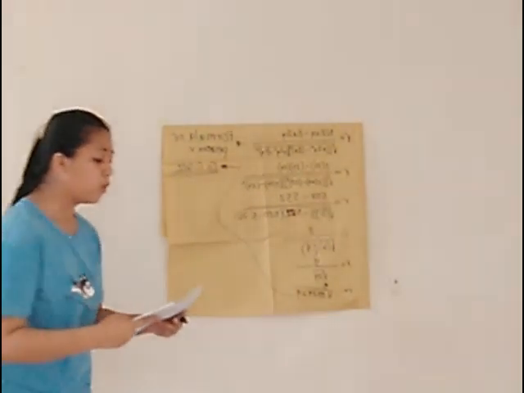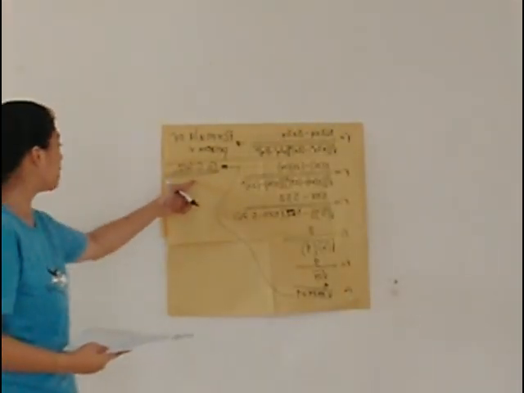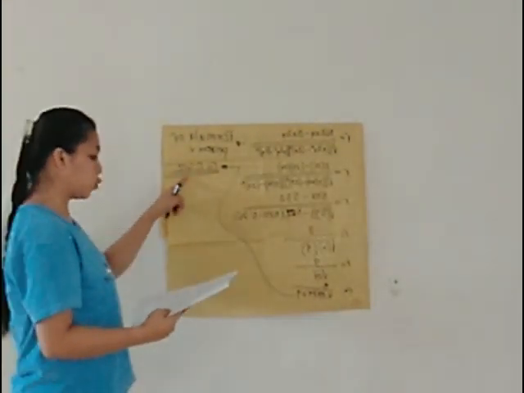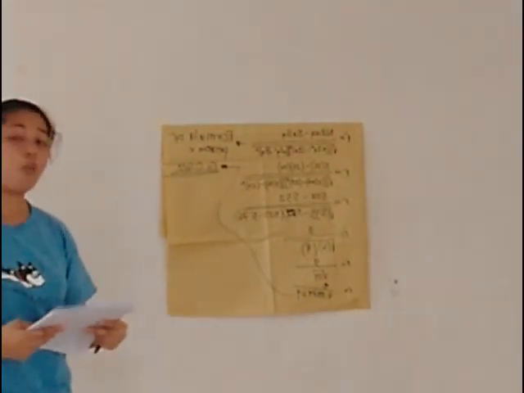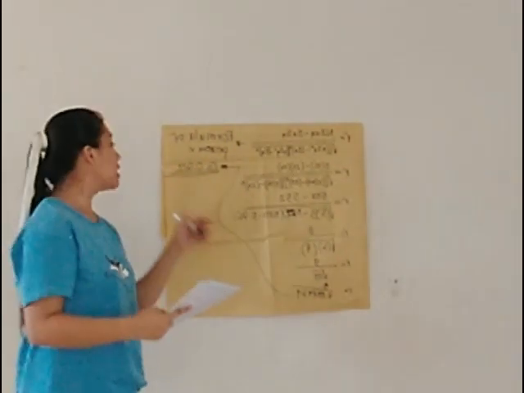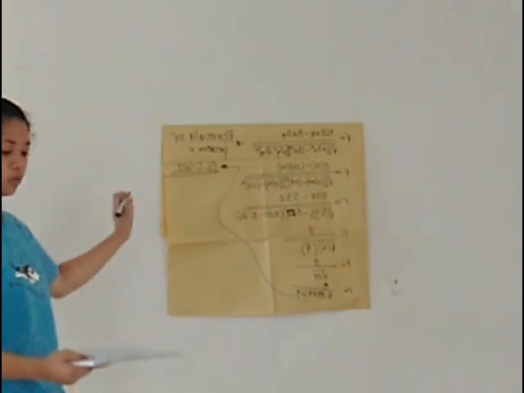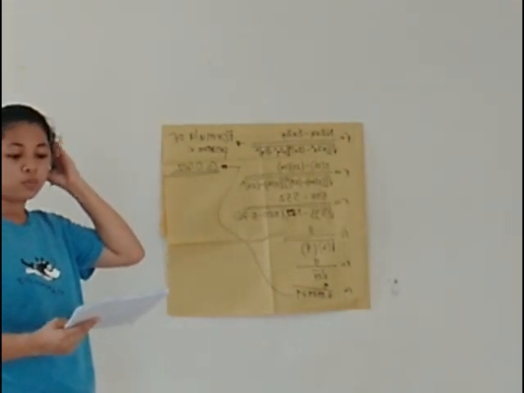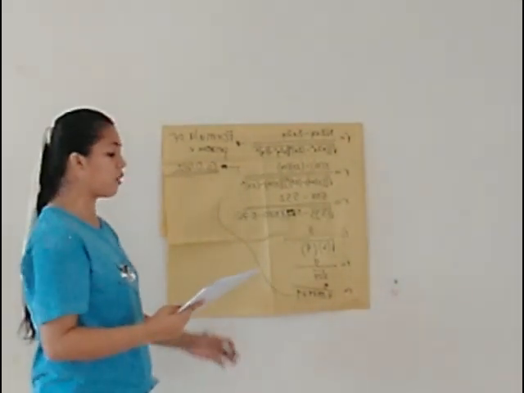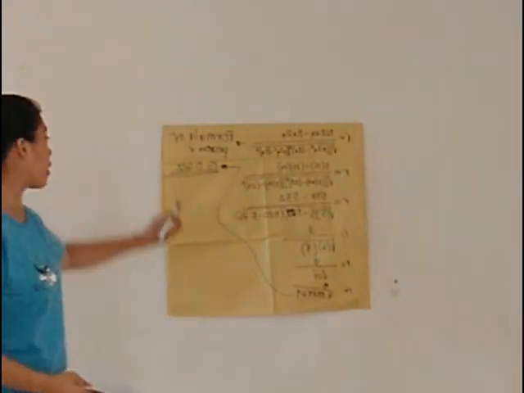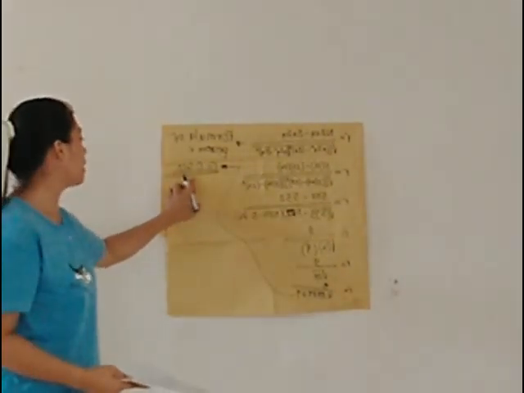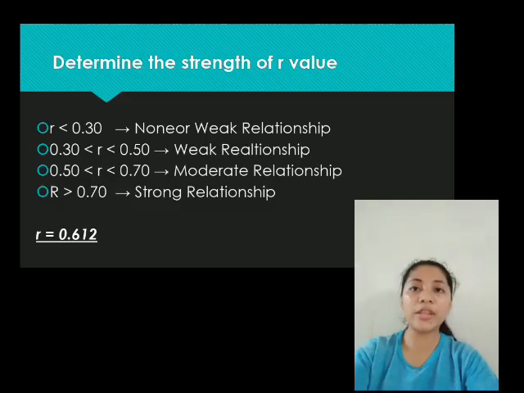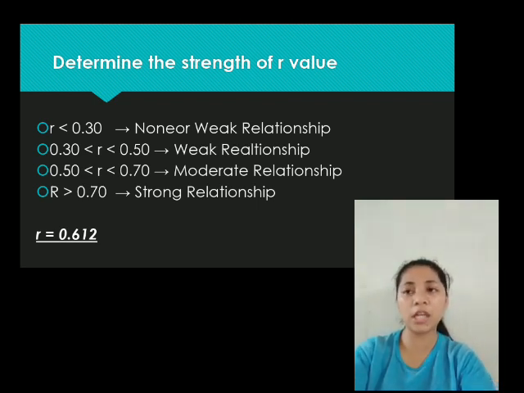So now the value of R is 0.612. So the question is, what correlation does this 0.612 belong to? We're going to determine the strength of our values to find out where this belongs. Okay? So we're going to determine the strength of the R value. Since we got the value of R, we're going to determine the strength of the relationship.